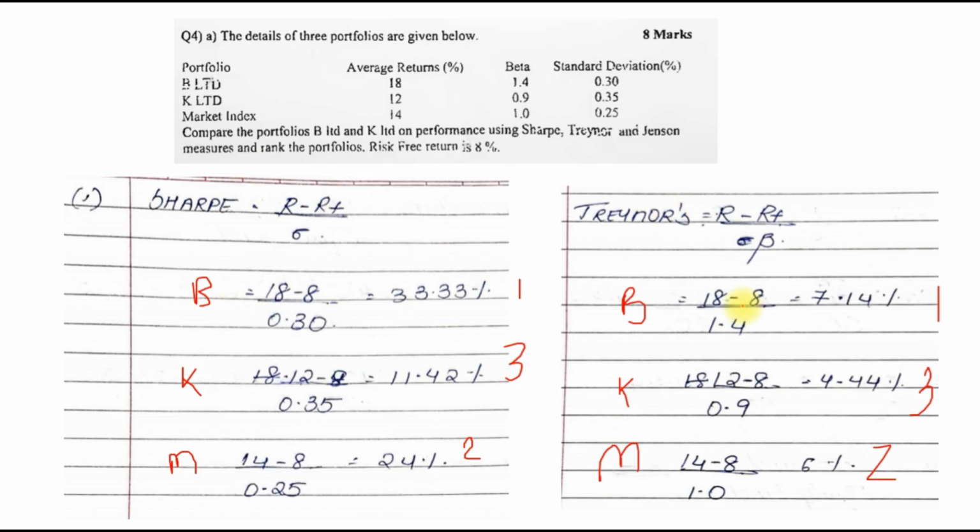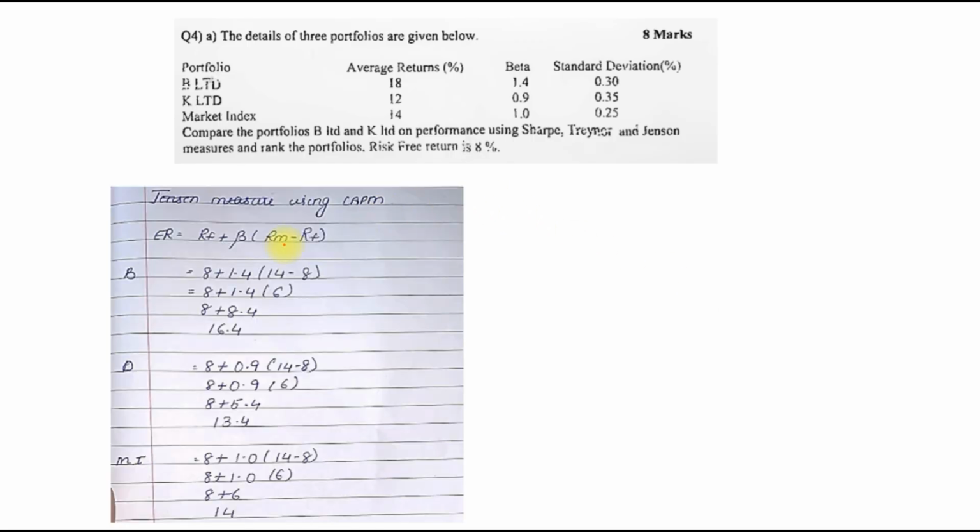Now we jump to the third part, that is Jensen. For Jensen, first you have to find the expected return, that is risk-free return plus beta into market return minus RF. So for B Limited, K Limited, and the market index, risk-free is 8, betas are given as 1.4, 0.9 and 1 respectively. The market return is given as 14 for all the cases, and risk-free is again 8. We apply into the formula, and we get 16.4, 13.4 and 14.